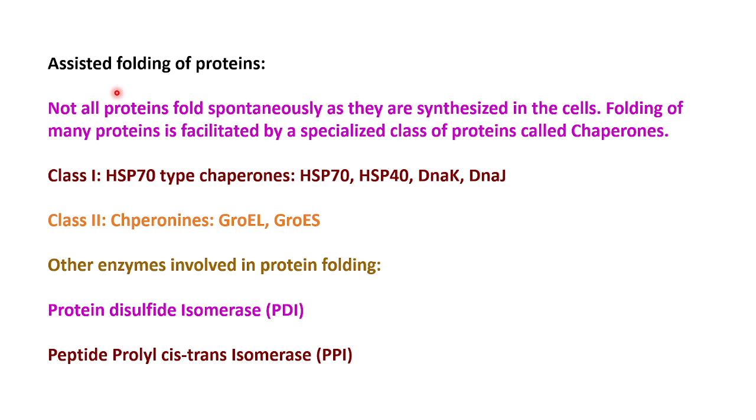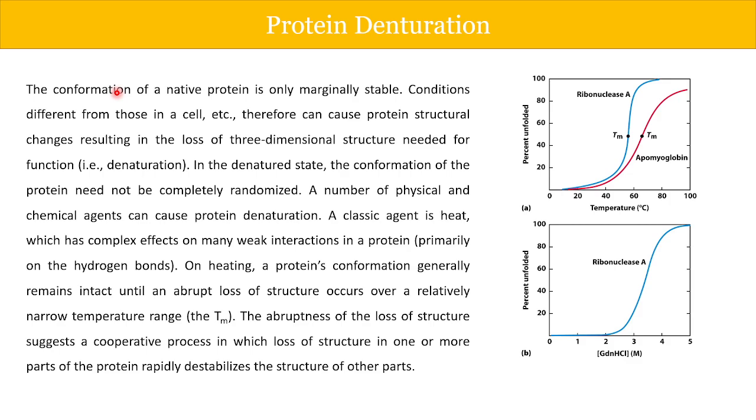Now there are also other enzymes that are involved in protein folding, like the protein disulfide isomerase, PDIs, protein prolyl cis-trans isomerase, the PPIs, and these control the protein folding spontaneously.